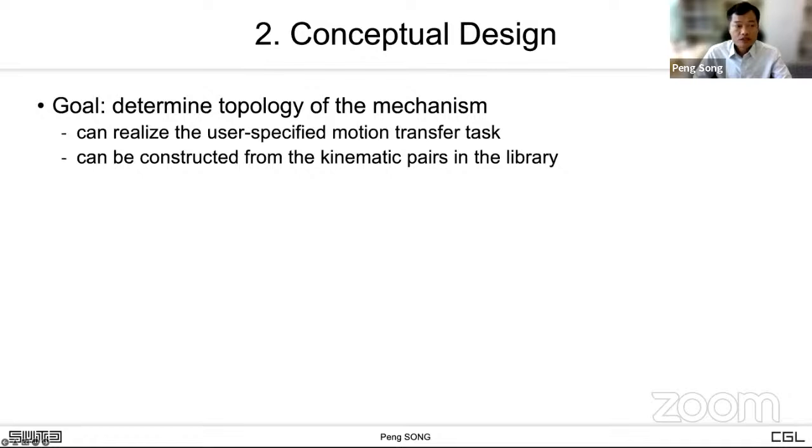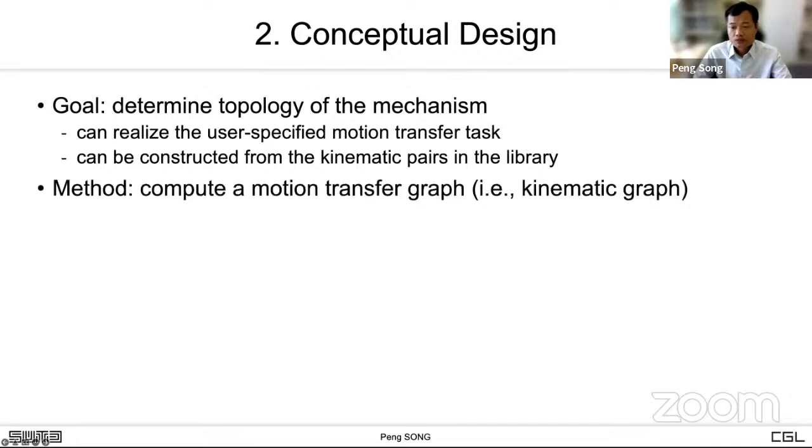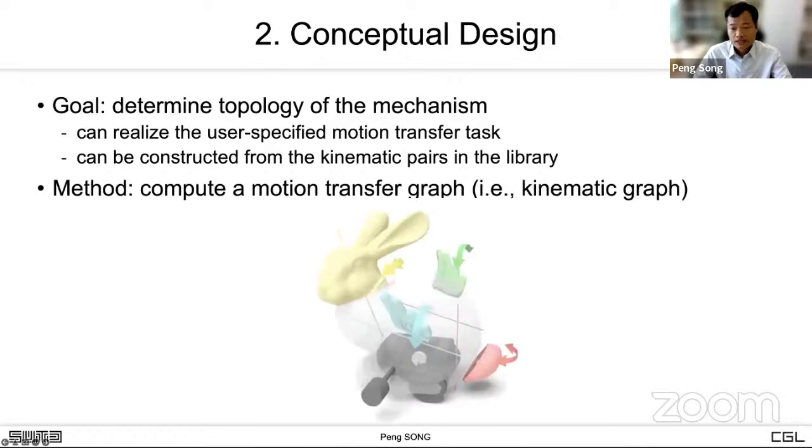The second step is conceptual design, aiming to determine the topology of the mechanism, which should satisfy at least two requirements. First, the mechanism is able to realize the user-specified motion transfer task. Second, the mechanism can be constructed from the kinematic pairs in the library. The method computes a motion transfer graph that represents the mechanism topology. Look at this example.